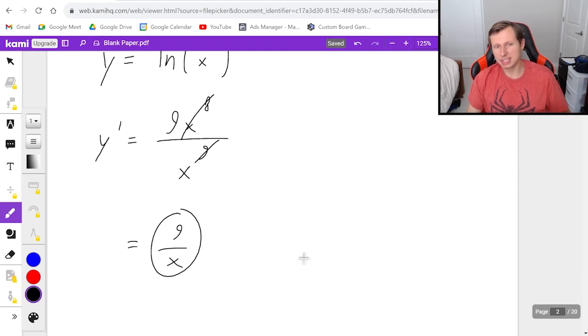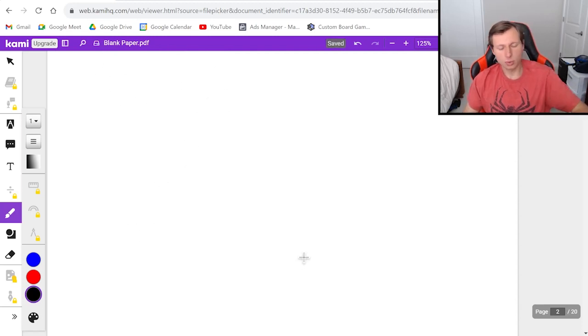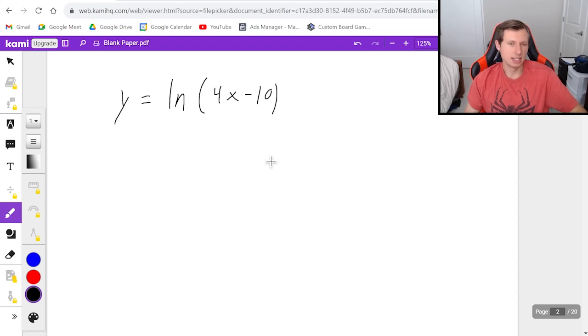So hopefully that made sense. If not, here's the next one. See if you can do this one on your own. y equals the natural log of 4x minus 10. Again, pause the video, see if you can do it. And here is the solution.